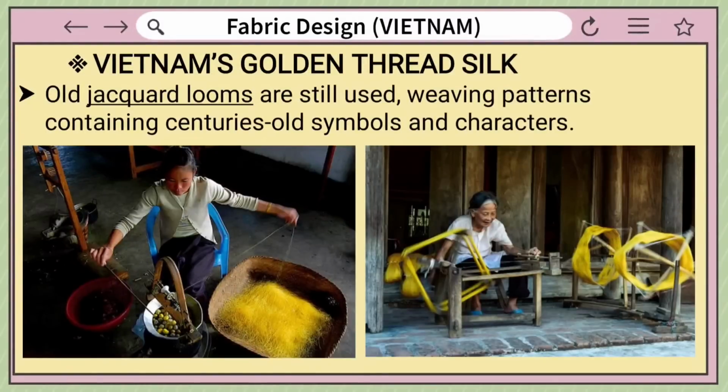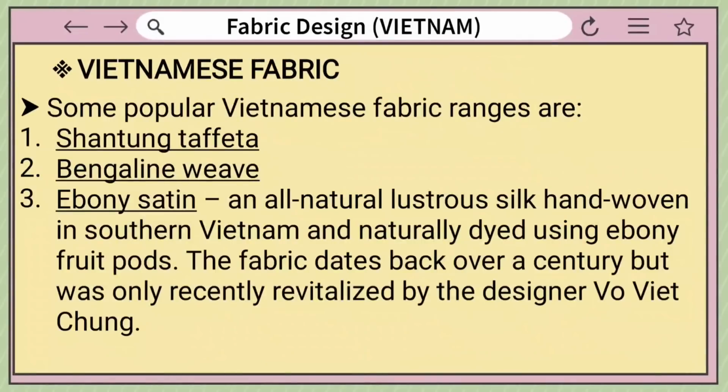Old jacquard looms are used, weaving patterns containing centuries-old symbols and characters. Some popular Vietnamese fabric ranges are Shantung Taffeta, Bengalin weave, and last one is the ebony satin, which is an all-natural lustrous silk hand-woven in southern Vietnam and naturally dyed using ebony fruit pods. The fabric dates back over a century but was only recently revitalized by the designer Vo Viet Chung.